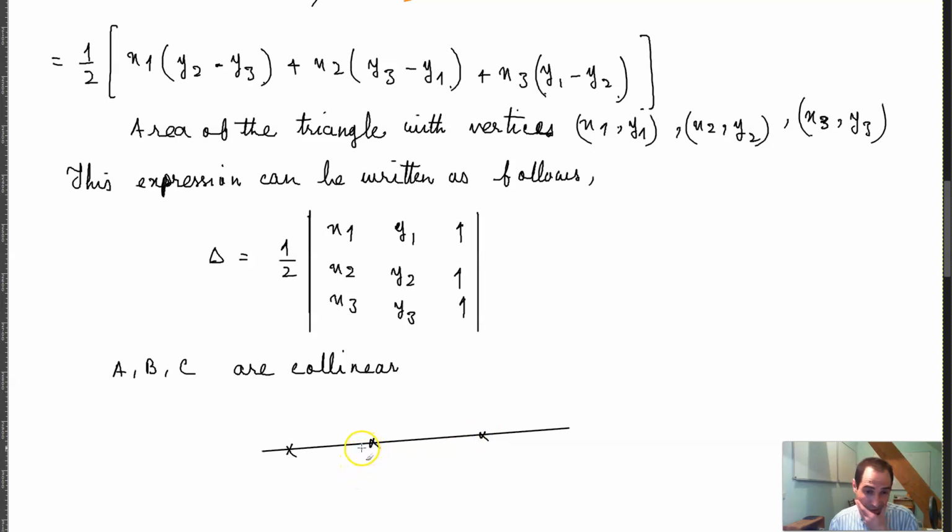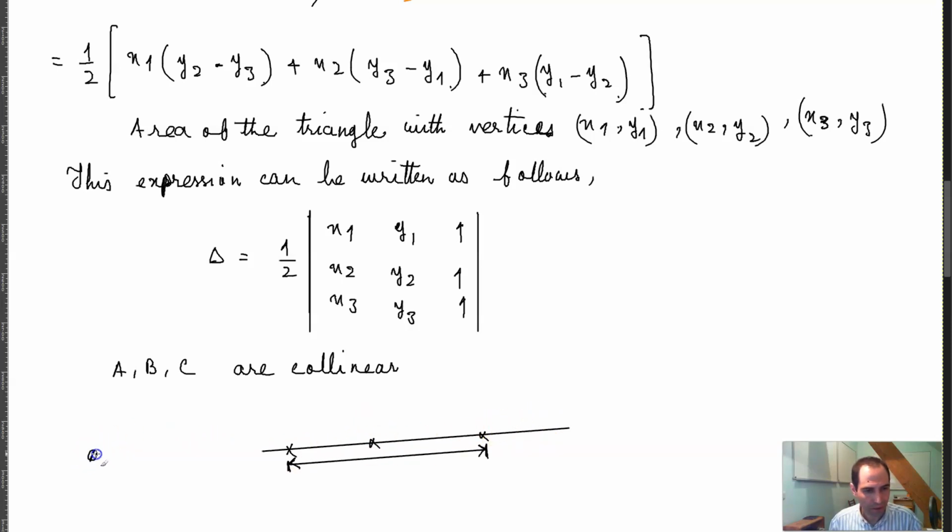And since they are on a straight line, you can imagine that they are the 3 vertices of a triangle with basically height 0. For example, you can imagine that the base of this triangle is from this point all the way up to this point. This is your base length, and your height is 0, because the third point is on the base.